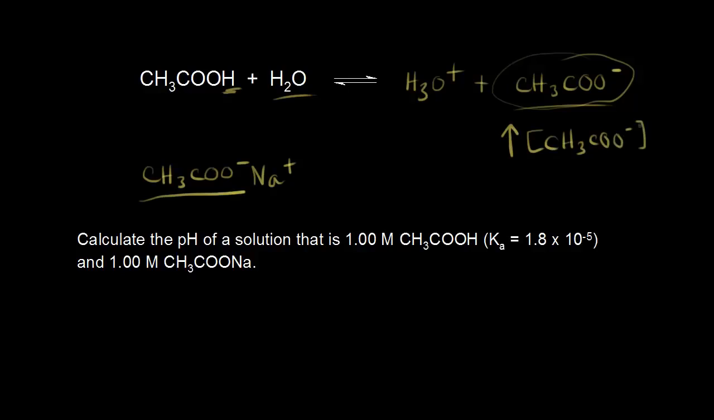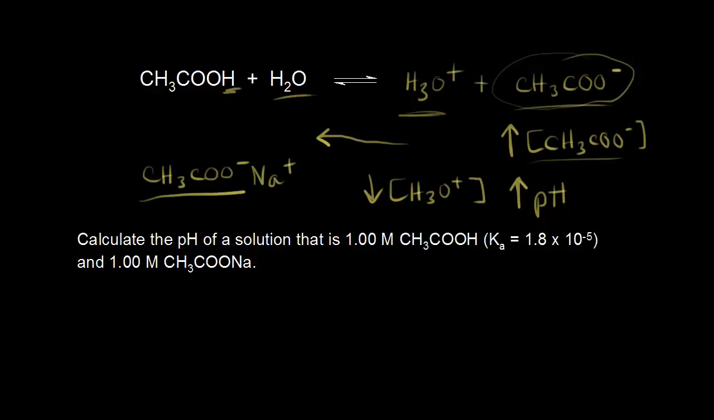And according to Le Chatelier's principle, if you increase the concentration of one of the products, the equilibrium shifts to the left. That means that some of this acetate anion is going to react with some of your hydronium ion. This decreases the concentration of hydronium ion, and if you decrease the concentration of hydronium ion, you're going to increase the pH of your resulting solution. So the acetate anion is the common ion, and this is the common ion effect.